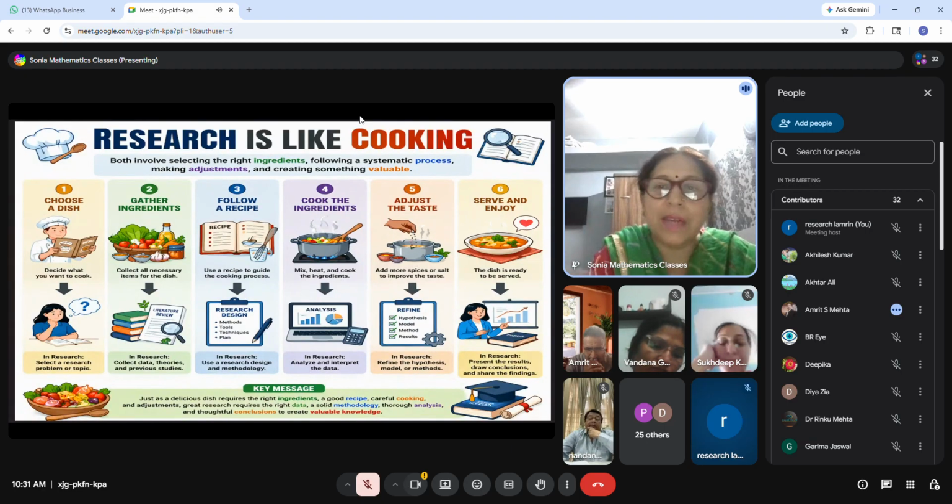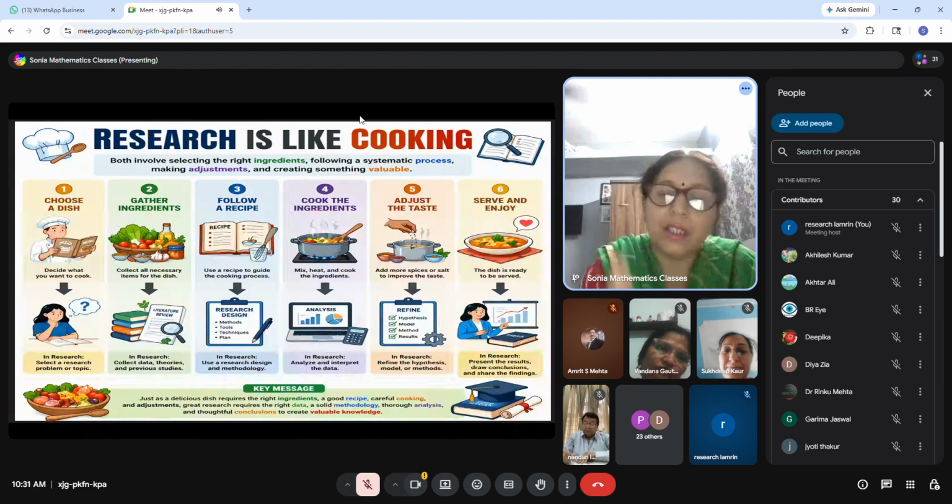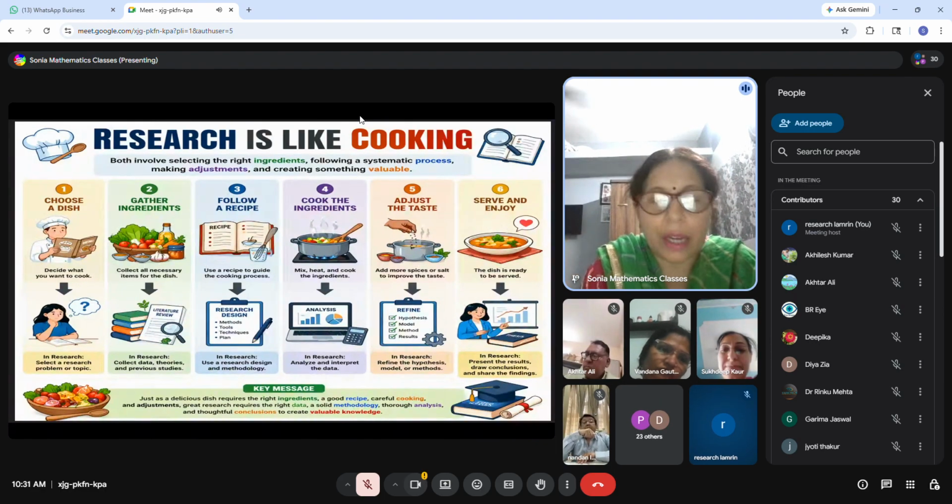So, key message क्या मिला हम यहाँ से? Just as a delicious dish requires the right ingredients, a good recipe, careful cooking, and adjustments. Similarly, great research requires the right data, solid methodology, thorough analysis, and thoughtful conclusions to create valuable knowledge.